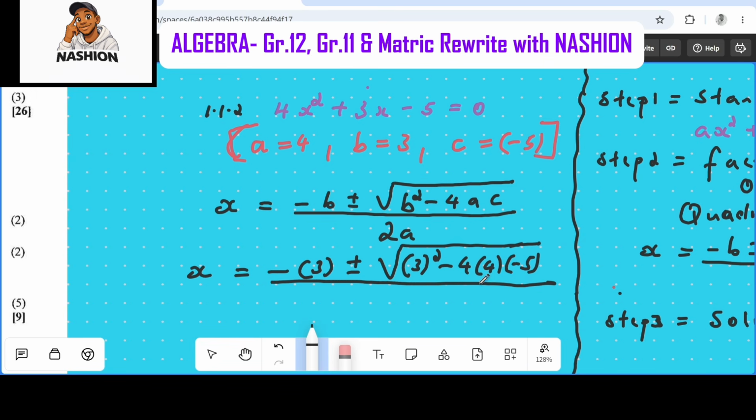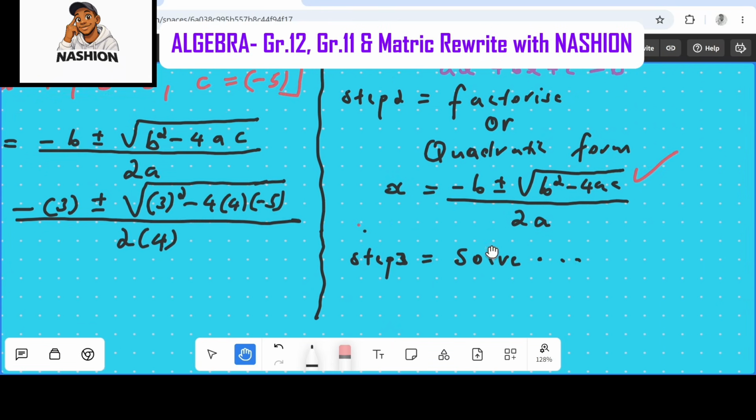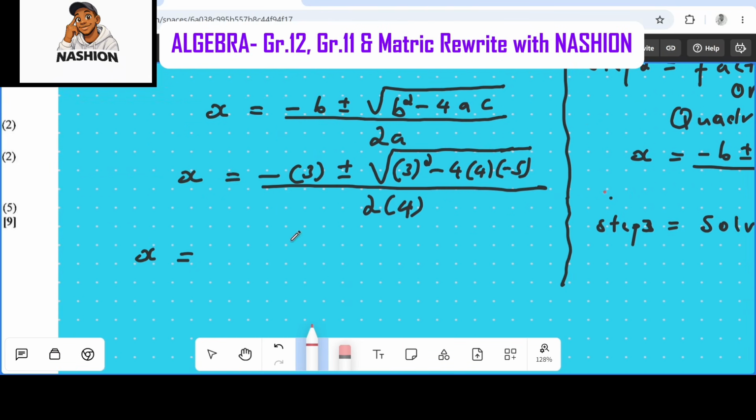All over 2A, which is 4. Step 3, we just solve until the end. So we use our calculator and start with plus. We are going to get 0,80. That's after rounding off to 2 decimal places.